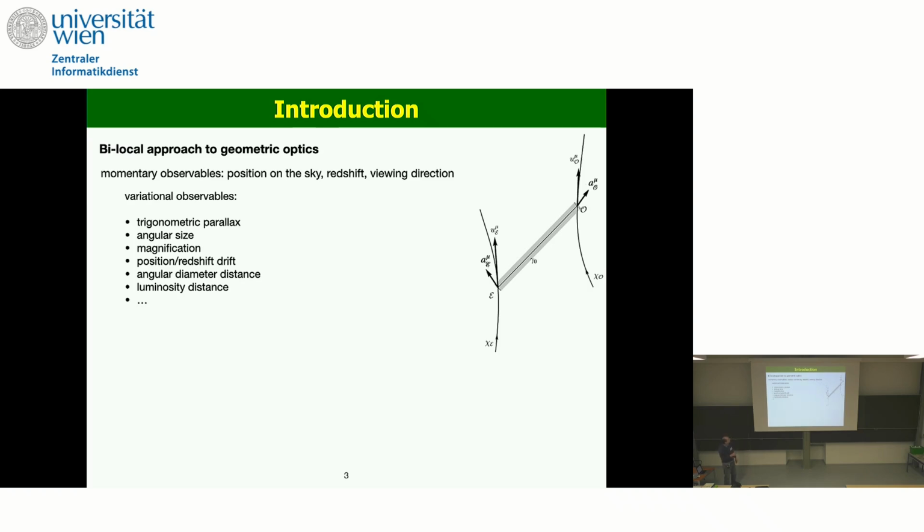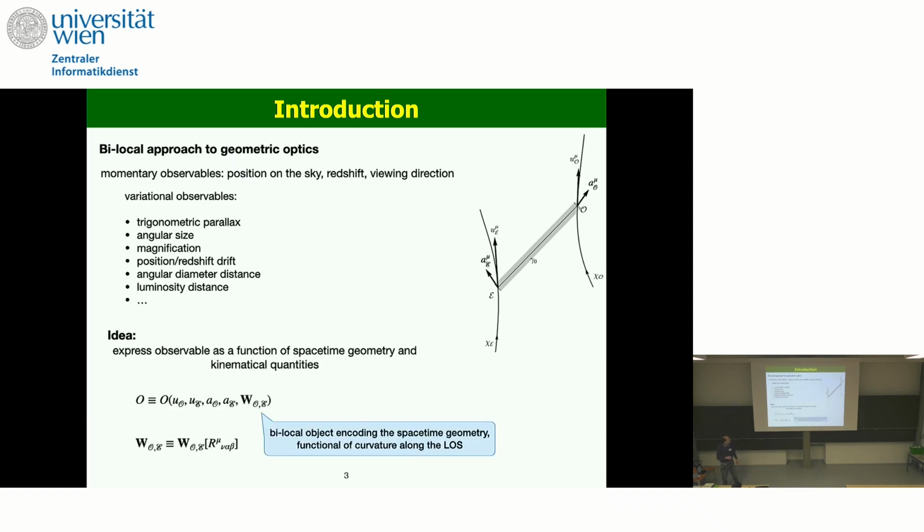You've got the angular diameter distance, which you can also calculate if you measure the angular size of your body and you know its physical size. You've got the luminosity distance and many others I will not mention here. They're all related to the variations of these quantities with respect to the positions of the emission and observation points.